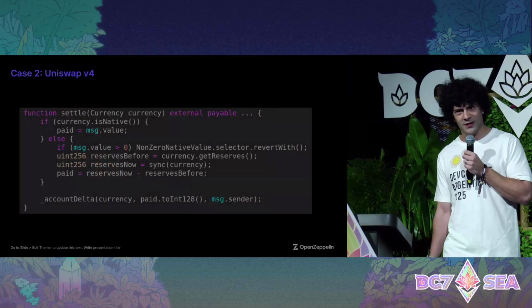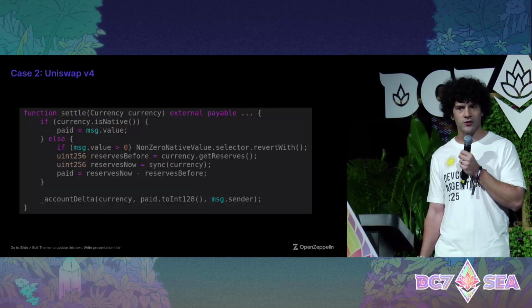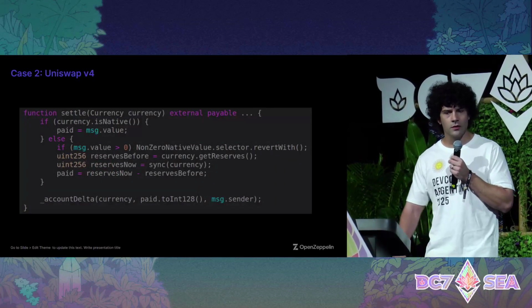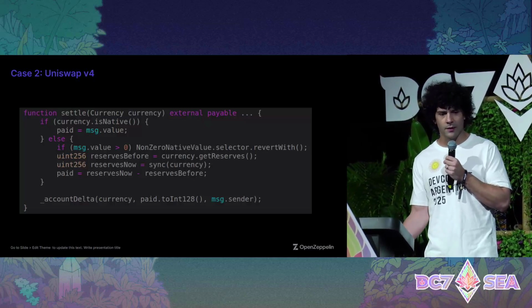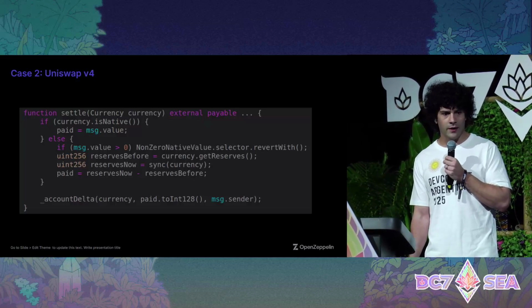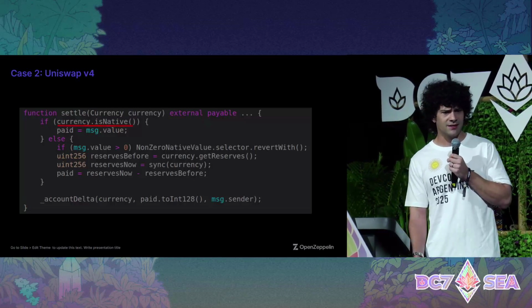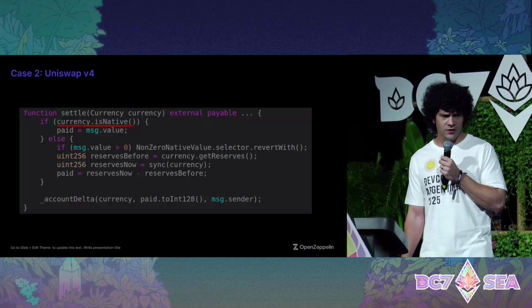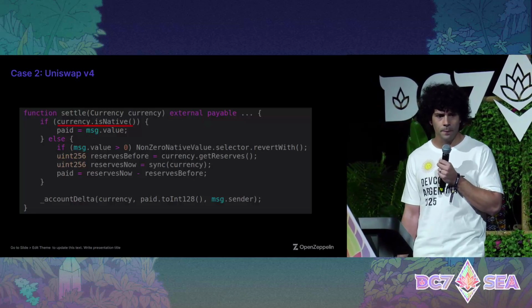Uniswap, we're not going to talk much about Uniswap because it's very complex, but there's a settle function. This settle function allows users basically to modify their account deltas, which is basically the amount of money that they hold in the pool manager, at will by adding tokens or removing tokens. And it has this if statement that checks if the currency that we want to interact with in the pool manager is the native token.